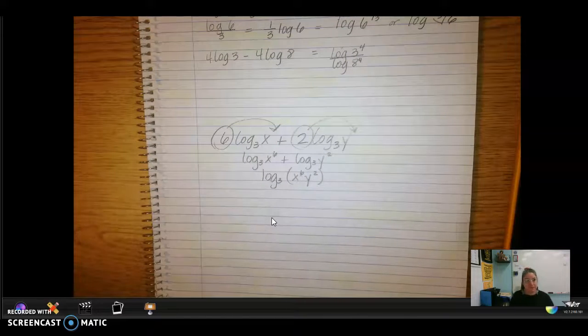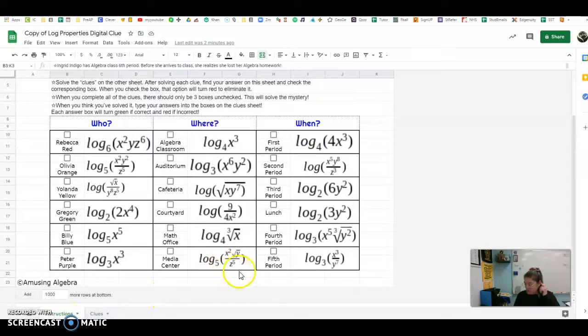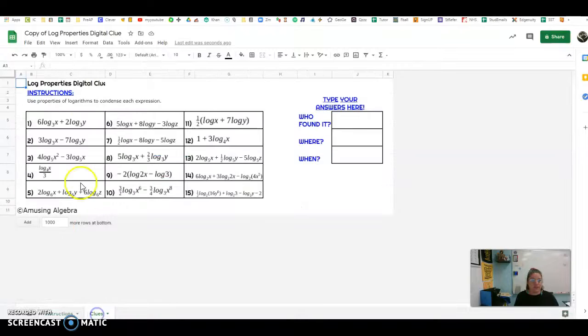So we're going to go back into our Clue game and look for that answer on the instruction sheet at the bottom of the Google Sheets. We're looking for the log of x to the 6th y squared. Well, here it is with a base of 3. So auditorium. You're going to click on auditorium, and it's going to turn red. Her homework was not found in the auditorium. Let's go do it again.